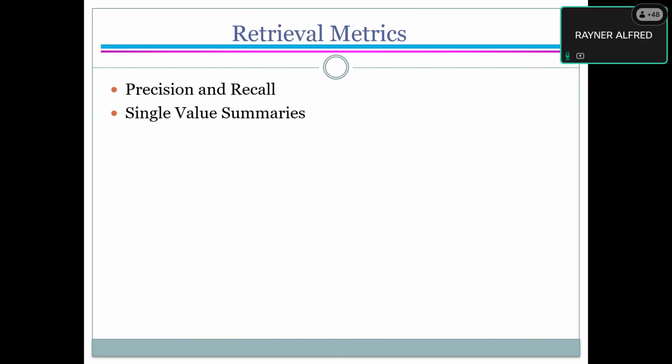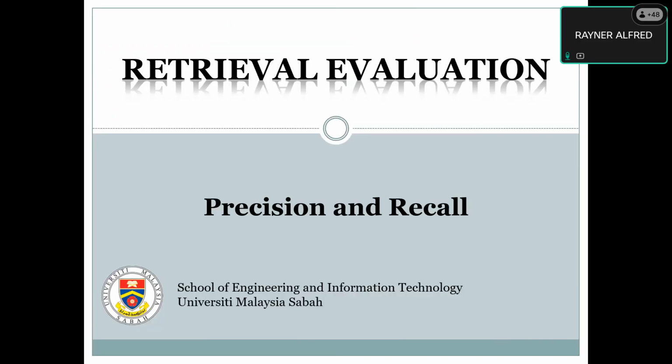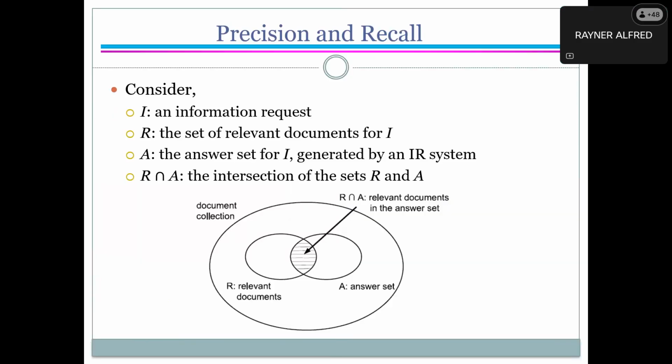Okay, in order to do that, we have two ways. The first one is called precision and recall. And the second one is we evaluate based on a single value summary. Okay, so we will look into this too. Okay, how do we define precision and recall?